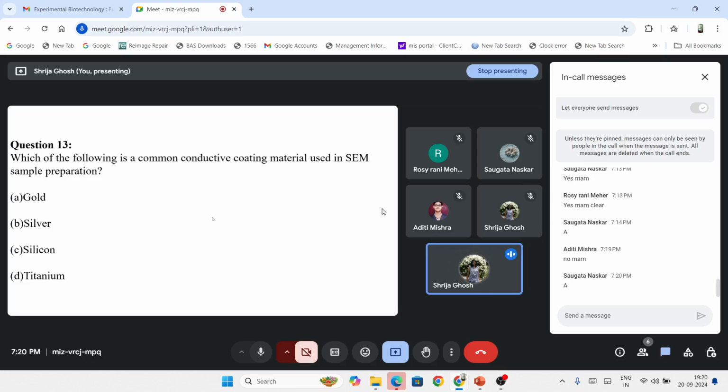So Agatha answered option A, gold. Okay. Anybody else? Okay, Aditi has also answered option A. So option A is the correct answer.